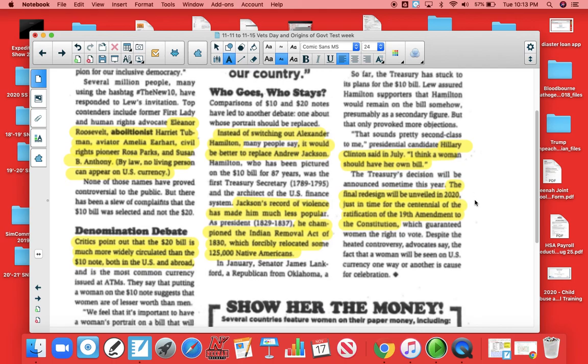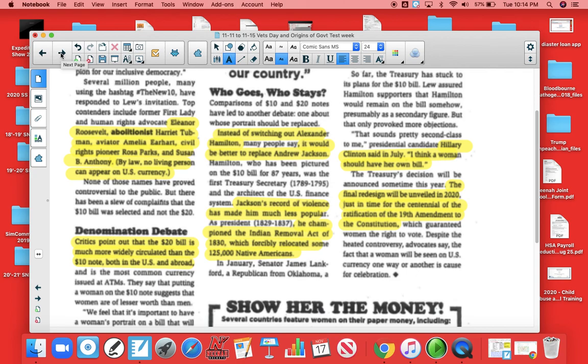The final decision will be unveiled in 2020, just in time for the centennial of the ratification of the 19th Amendment to the Constitution, which guaranteed women the right to vote. Despite the heated controversy, advocates say the fact that a woman will be seen on U.S. currency is one way or another cause for celebration.